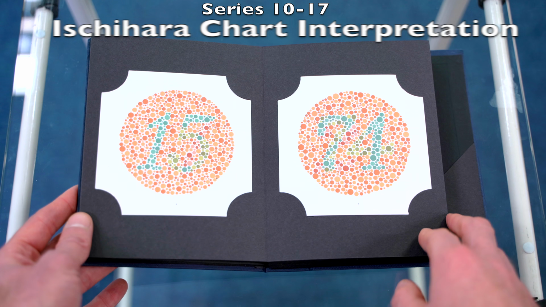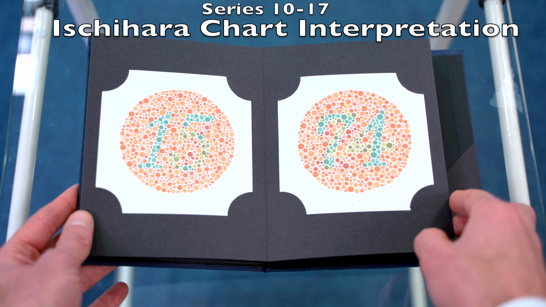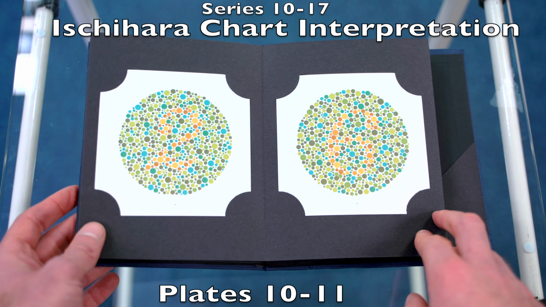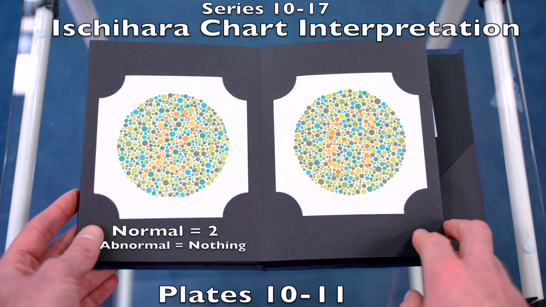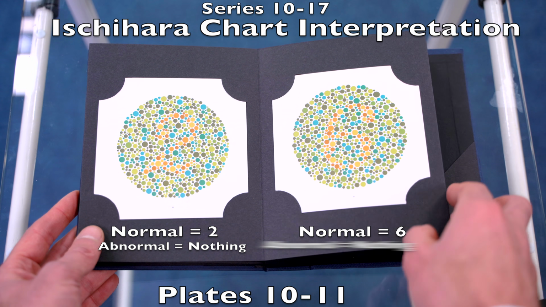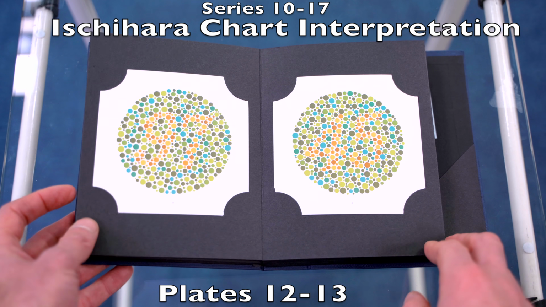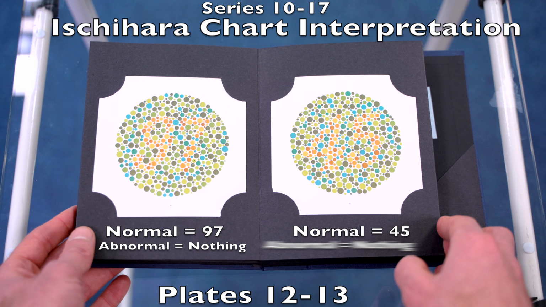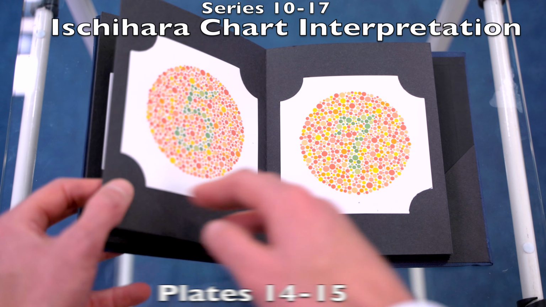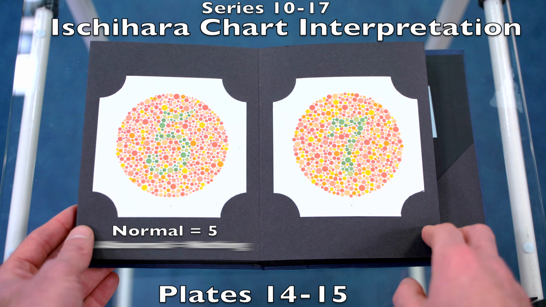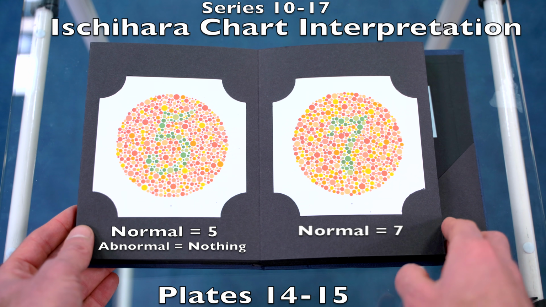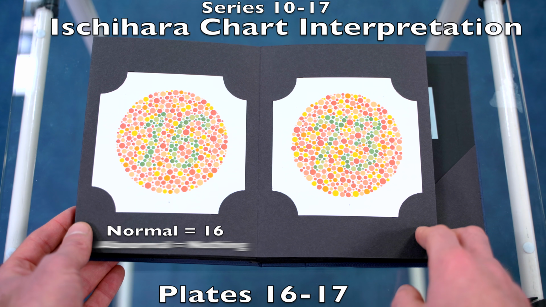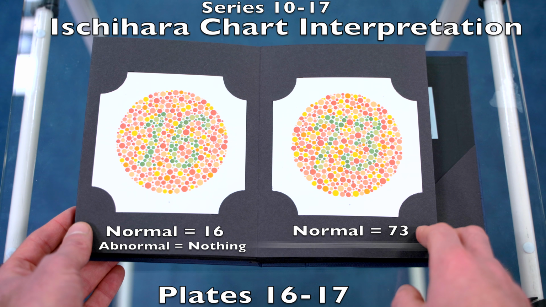This is because here people with colour deficiencies should not have been able to see anything. So on plate 10, a normal person would see 2. Plate 11, they would have seen 6. Plate 12, they'd have seen 97. Plate 13, they'd see 45. Plate 14, they'd see 5. Plate 15, there'd be 7. Plate 16, they'd perceive the number 16 as well. Plate 17, they'd perceive 73.